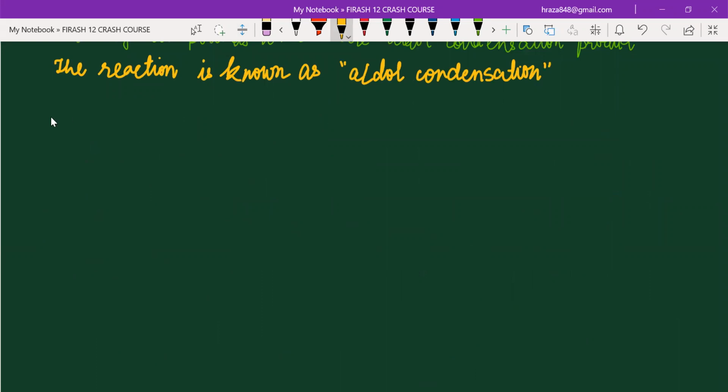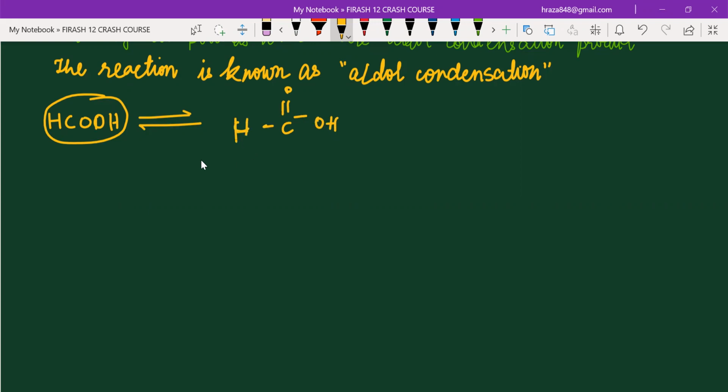Alkali, that means dilute alkali, basically NaOH or KOH. Okay, so can you tell me whether this reaction will take place or not? HCOOH, whether this will show aldol condensation or not? No, because you can see this is C double bond OH, and there is no alpha carbon directly connected, no alpha hydrogen, zero alpha hydrogen. Okay.